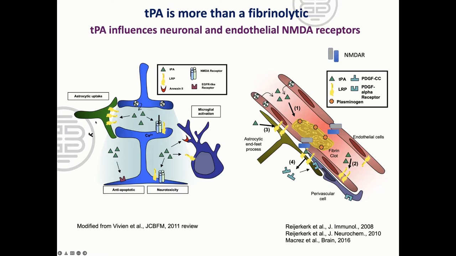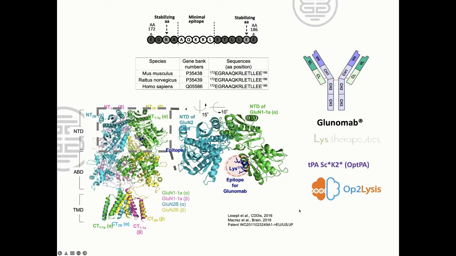One is at the level of neurons by promoting neurotoxicity and neuronal cell death, and the second one at the level of the vessels, promoting inflammatory processes. So in this context, in my group, we have generated different molecular tools to prevent this two-sided deleterious effect of TPA. The first one is an antibody, a monoclonal antibody, which is named glunomab. And glunomab can completely block the interaction of TPA with an NMDA receptor.